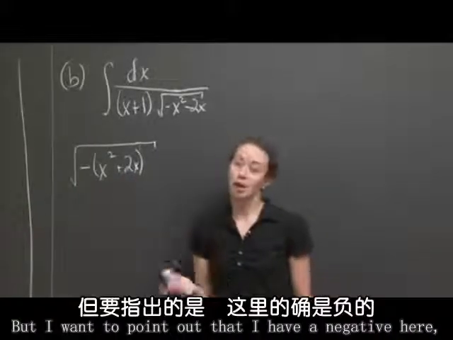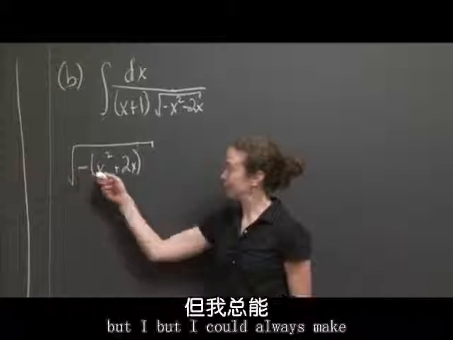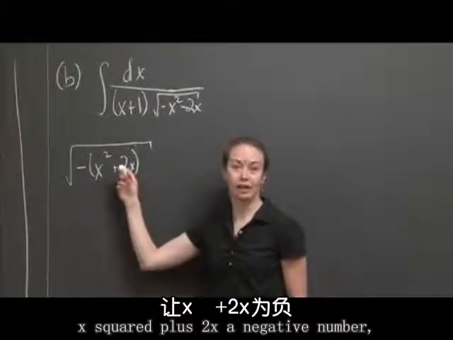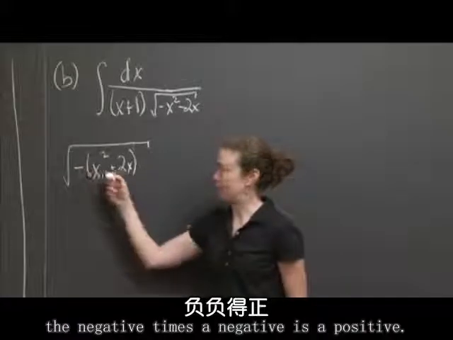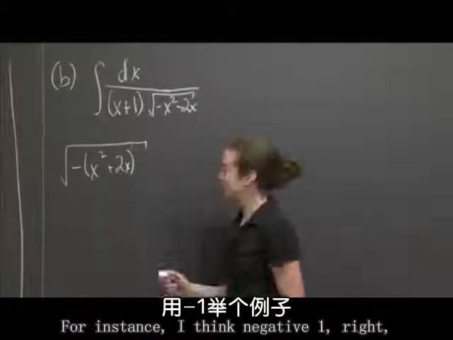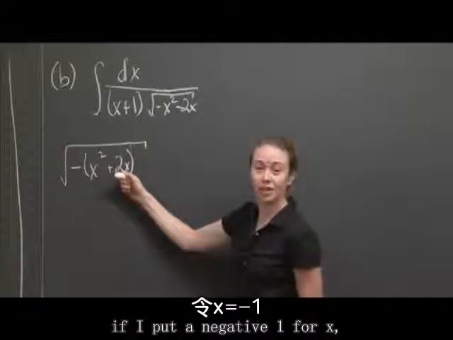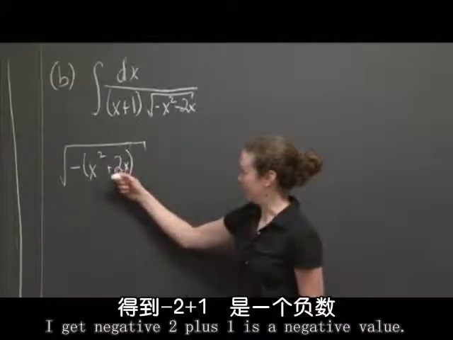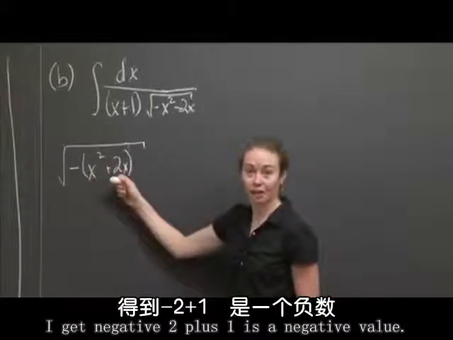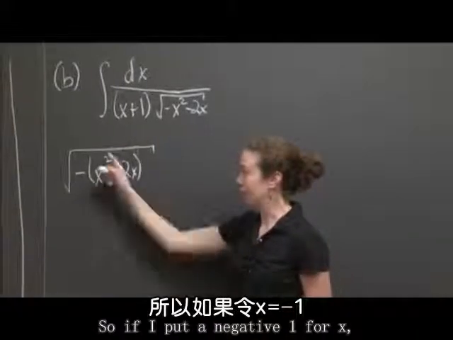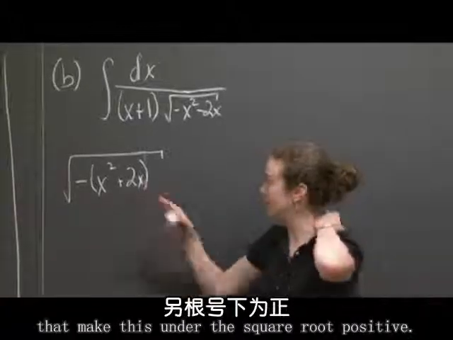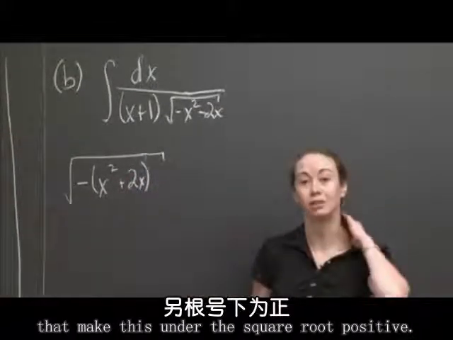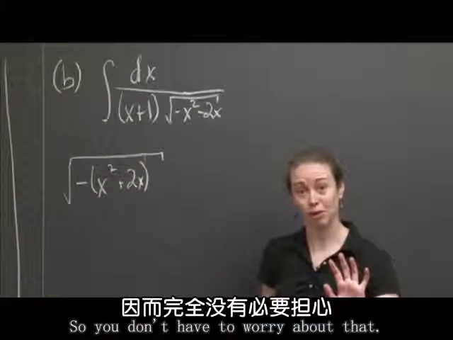But I want to point out that I have a negative here, but I could always make x squared plus 2x a negative number. And then I would have the negative times the negative is a positive. For instance, negative 1, right? If I put in negative 1 for x, I get negative 2 plus 1, which is a negative value. So if I put in negative 1 for x, I'm taking the square root of a positive number. So there are values of x that make this under the square root positive. Okay? So you don't have to worry about that.